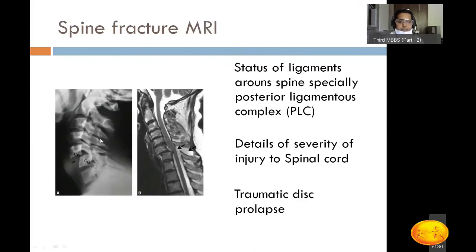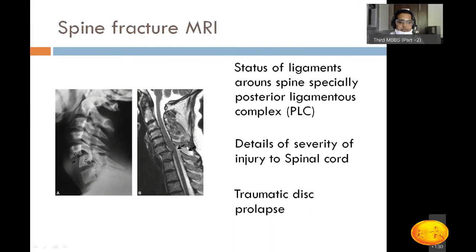The next investigation which we discussed is MRI. MRI is of huge importance these days. As you can see on X-ray, we can see a dislocation between C5 and C6 vertebra. But on MRI, we can see the status of the intervertebral disc. Sometimes this intervertebral disc gets prolapsed into the spinal canal. We can see the status of the spinal cord. Is there any edema inside the spinal cord?